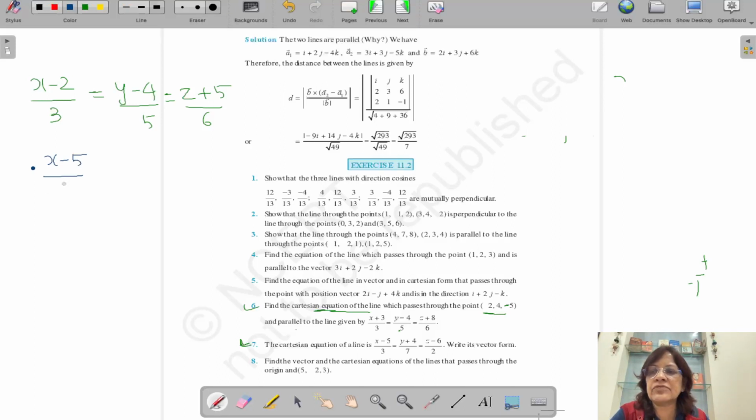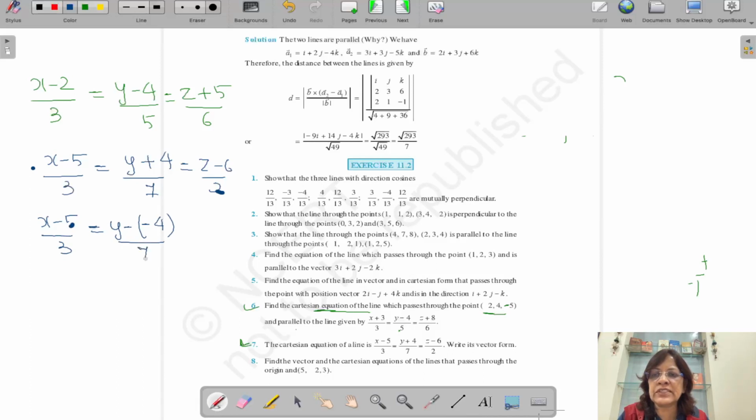Cartesian equation of the line is x minus 5 upon 3. Please note what I told you for a line: the first important condition is that it should be in standard form. Standard form means the coefficients of x, y, z should be positive and 1. First we check that they are already positive and 1. Again we can write the standard form: x minus 5 upon 3. This is y minus y1, so it should be y minus 4 upon 7. And this is z minus 6 upon 2.